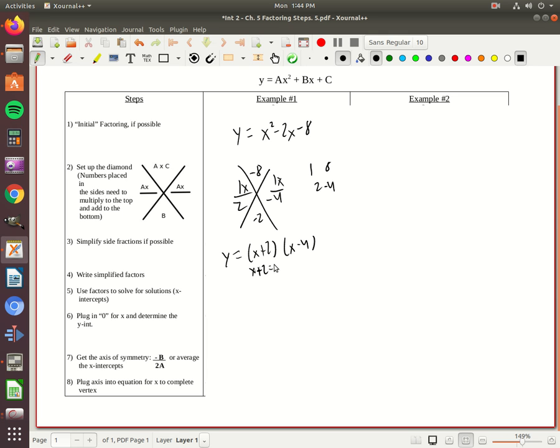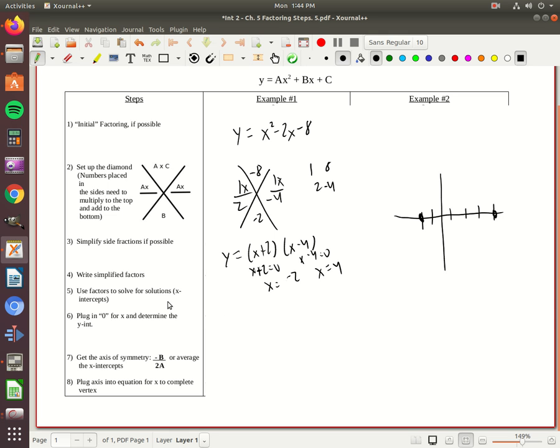Again, if I want to get my x-intercepts, I'm going to get x equals negative 2, and here we're going to get x equals 4. So I have an x-intercept at -2, and I have an x-intercept at +4. That's how far I am so far.